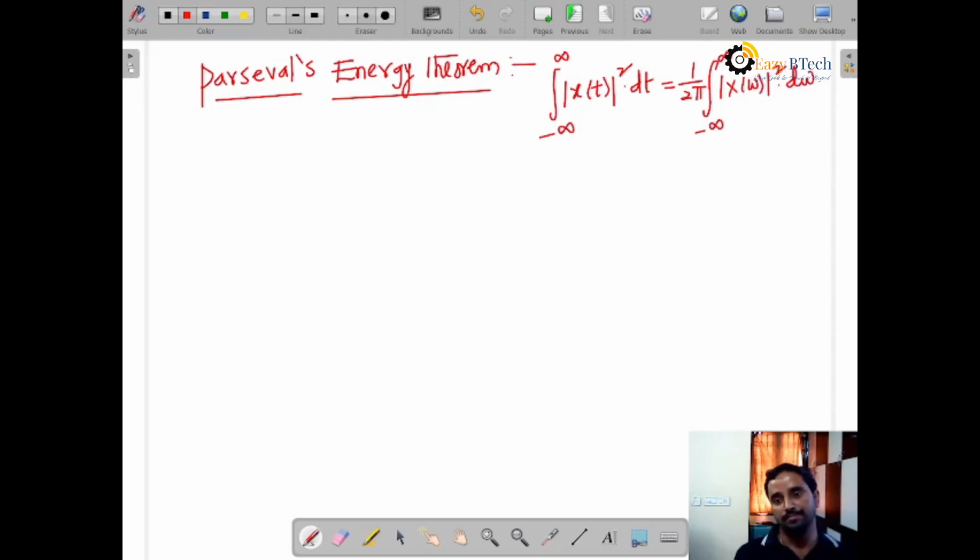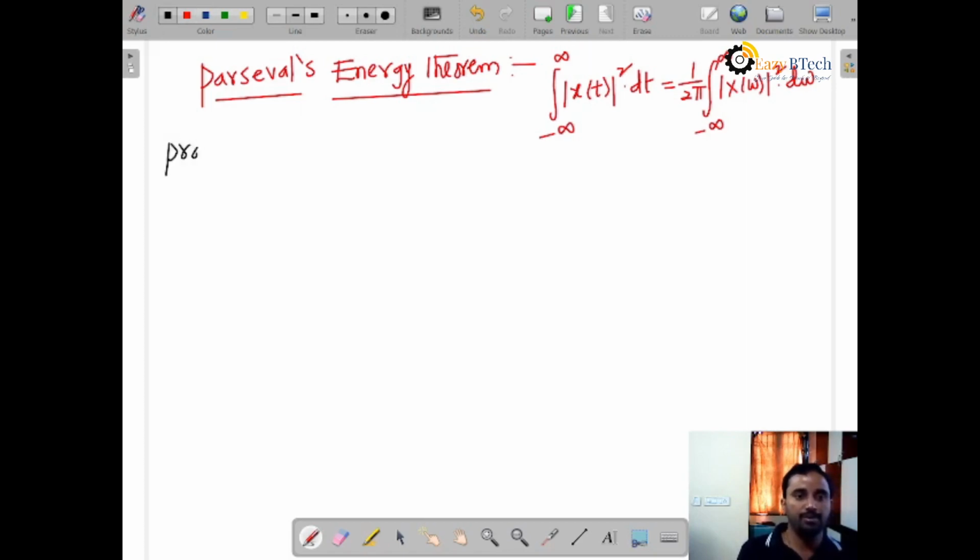This is a relation. To calculate the energy of the signal, the left side indicates the energy of the signal. The integral from minus infinity to plus infinity of the magnitude of x of t square means energy. So this energy we can compute using its Fourier transform. The Fourier transform of x of t is X of omega. By doing the integration, taking the square and dividing by 2 pi, we get the energy of a signal. This is Parseval's energy theorem. So see the proof.